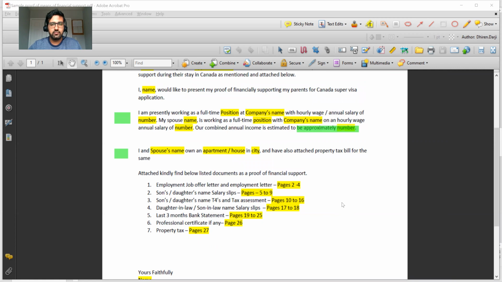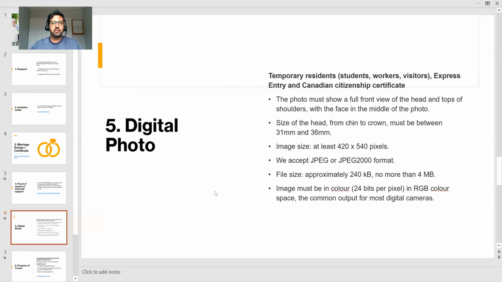Moving forward, number 5 is the digital photo. So parents need to provide the digital photo. The specifications are also provided over here, and you can upload the photographs on the portal in JPEG format as specified, and you can show the specification to the photographer. Also, I have specified this description in the description box below, so you can have a look at it.